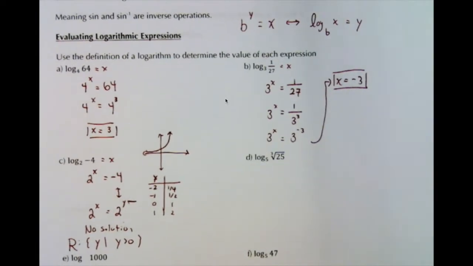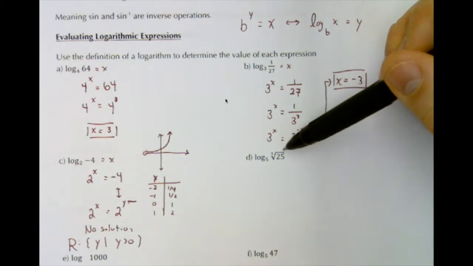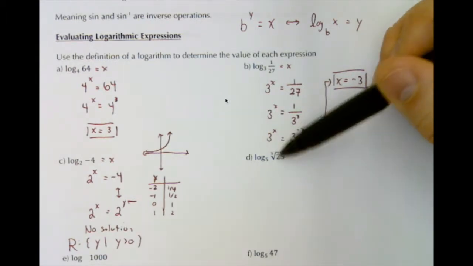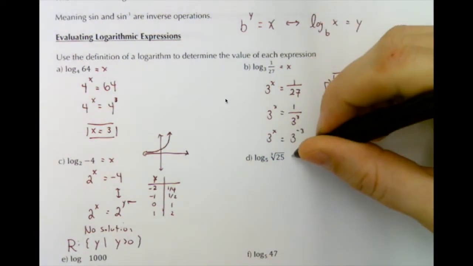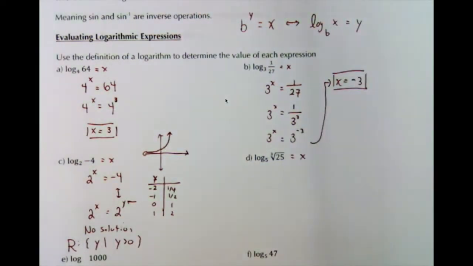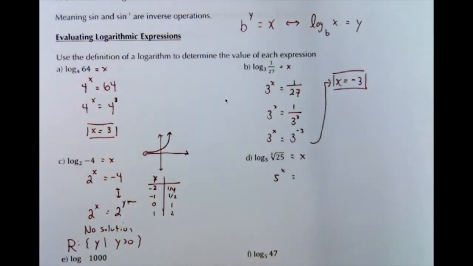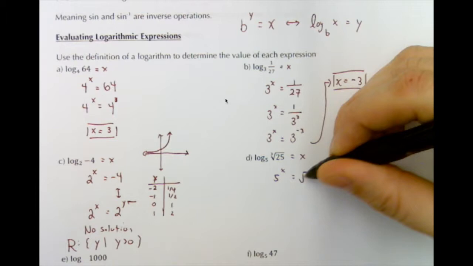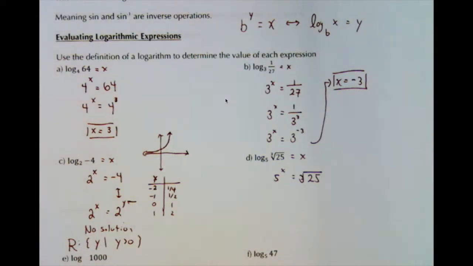So example D. Example D is the log of 25 root 3 with a base of 5. And if we set that equal to x, we can rewrite it as a power. That power would be 5 to the exponent x equals the third root of 25. And our first strategy was to try to rewrite it as a common base. And it's quite difficult to see how you could do that directly here.